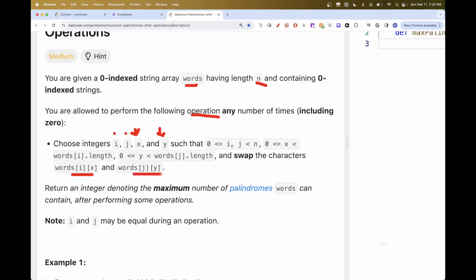And the goal of the whole problem, you can do whatever number of operations you need to. You don't even need to count them. What you need to do is just return the maximum number of palindromes you can make after doing whatever number of operations you need to do. And a palindrome is a word where basically if you read it from the front or backwards, it's the same word.